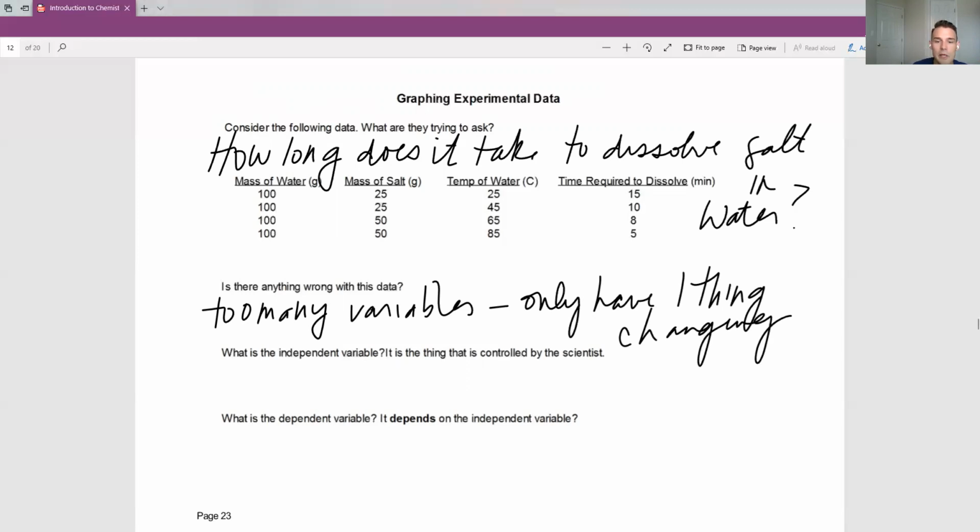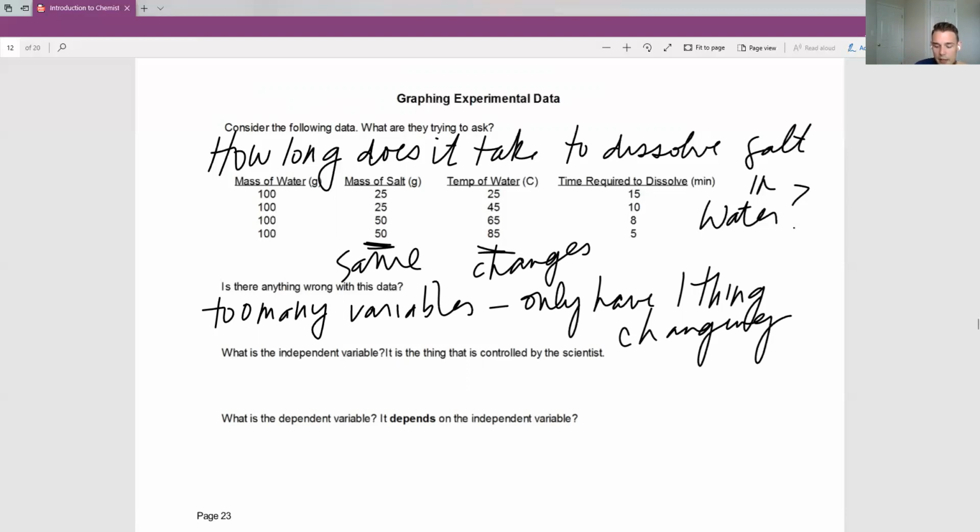Okay. So if we are trying to figure out how long it takes to dissolve salt in water, we either need to keep this all the same or this all the same. My instinct would be to keep this the same, and the temperature is what changes.